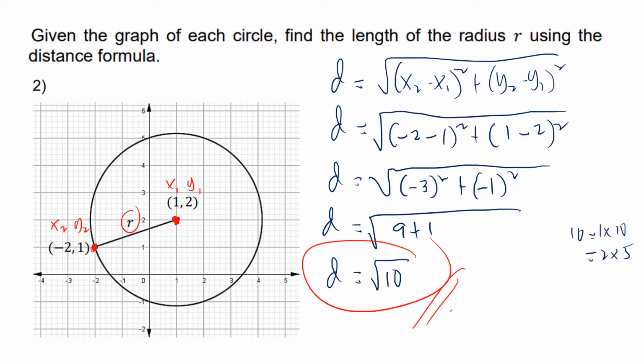This is now the distance or the length of the radius r. By the way, you can still represent d as r. So, this is r is equal to the square root of 10. Or you can change this into decimal if you want by using calculator.